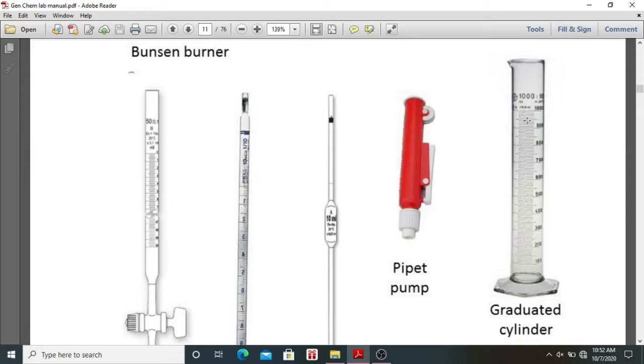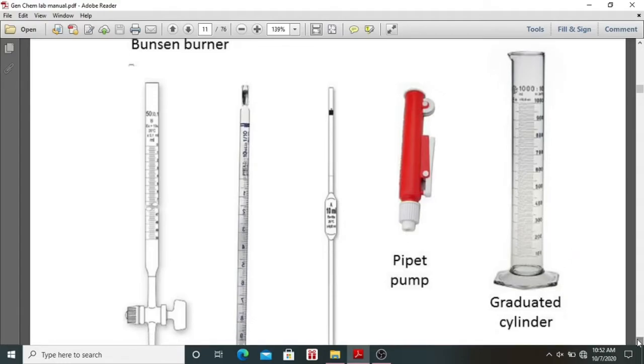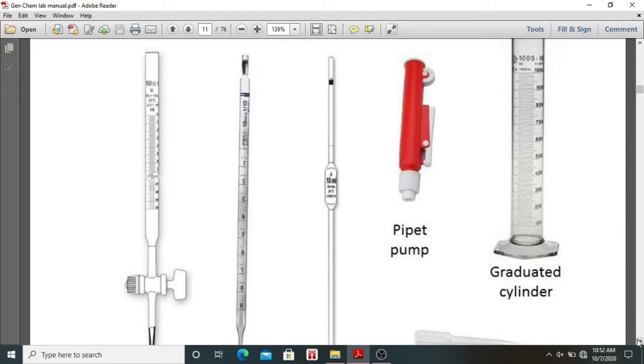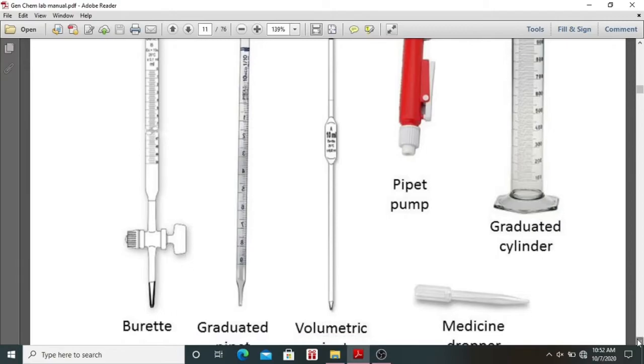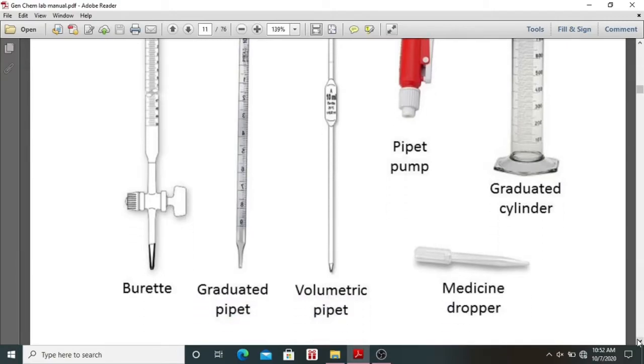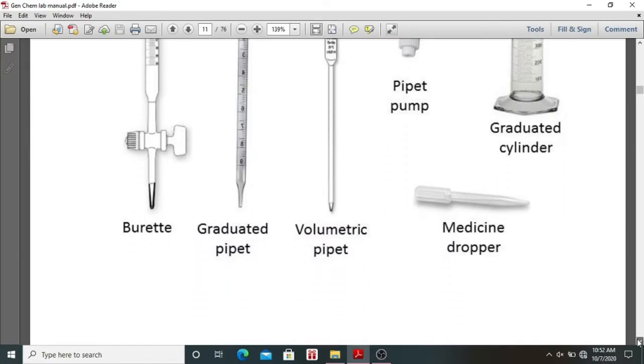Then we have graduated cylinder. It's very basic. Graduated cylinders are for measurement of an amount of liquid. The volume of liquid can be estimated to the nearest 0.1 ml with practice. We have different volumes and sizes of graduated cylinder. We can also have a 1 liter graduated cylinder, we have 100 ml, and we have also a 50 ml graduated cylinder.